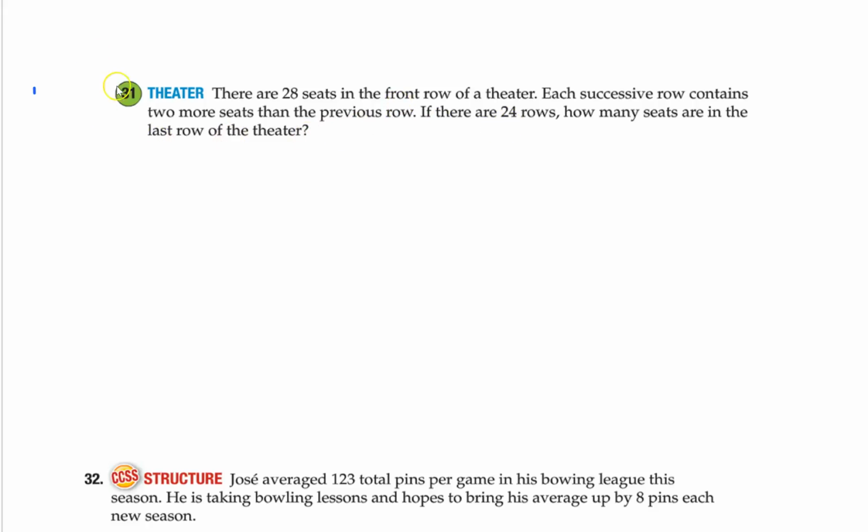So here's the key thing, a couple things. So 25 seats in the first row, there's my A1. Each row contains 2 more seats, so that's my common difference. You're going plus 2 each row. If there are 24 rows, so that's how many terms I have. That's like my N is 24. How many seats are in the last row?